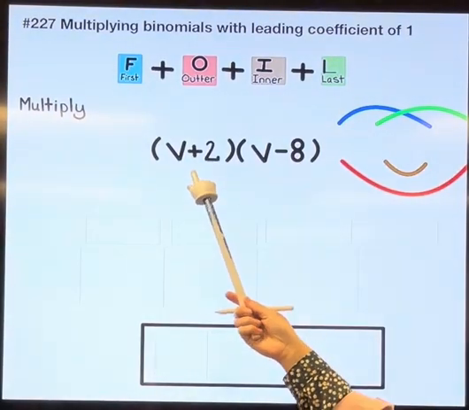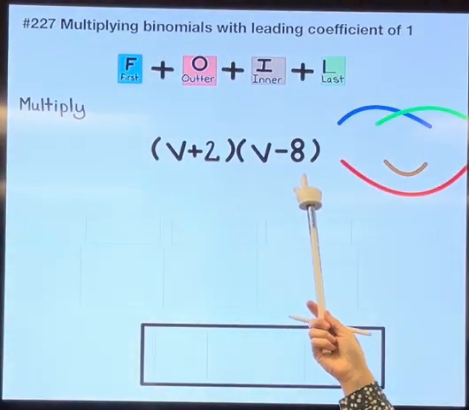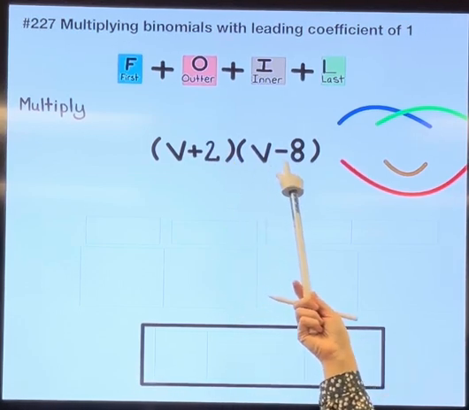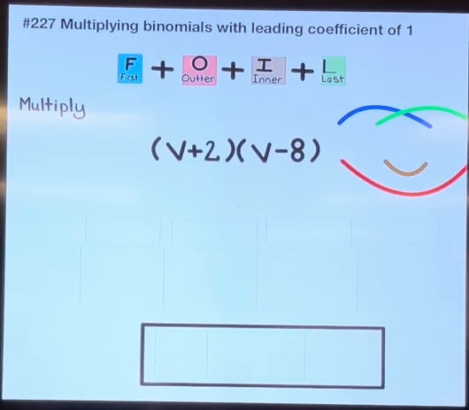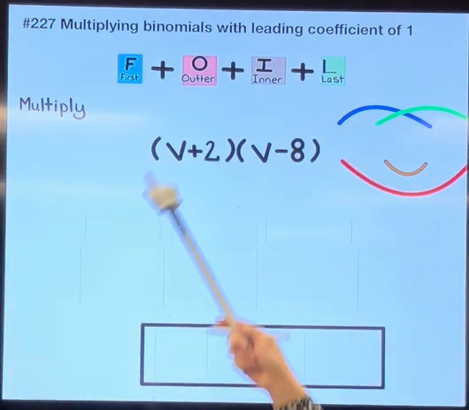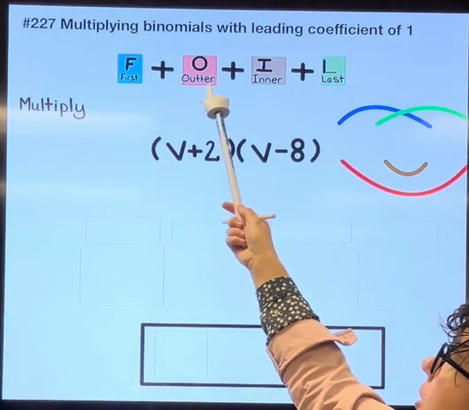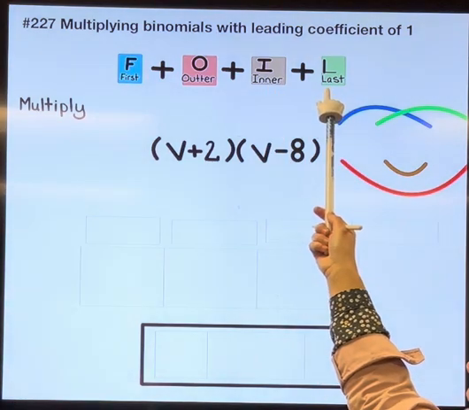If we want to multiply this binomial times this binomial, which means two terms times two terms, the strategy we're going to use is called FOIL. And FOIL is an acronym that stands for first, outer, inner, last.